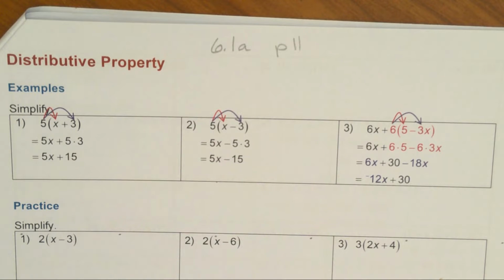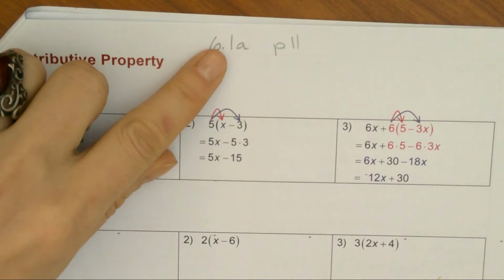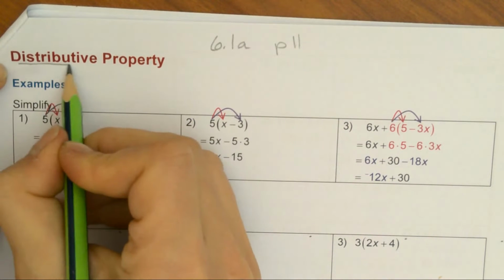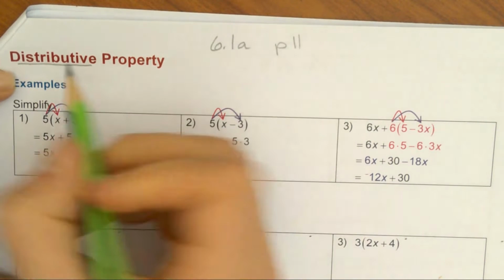Okay, so we're doing the distributive property. We're still in book 6.1a. We're on page 11. Okay, so you have to know the word distributive. Your math teachers will use this word a lot.